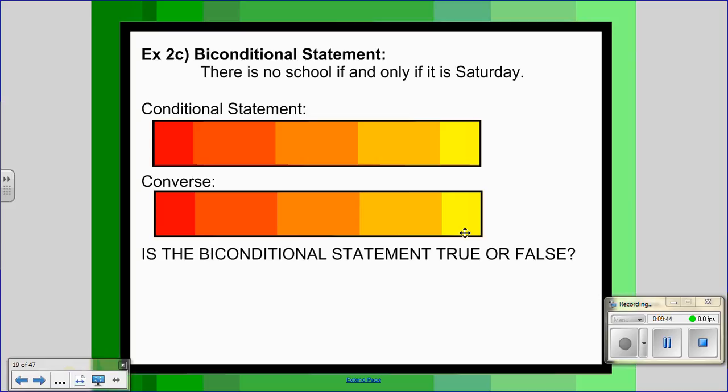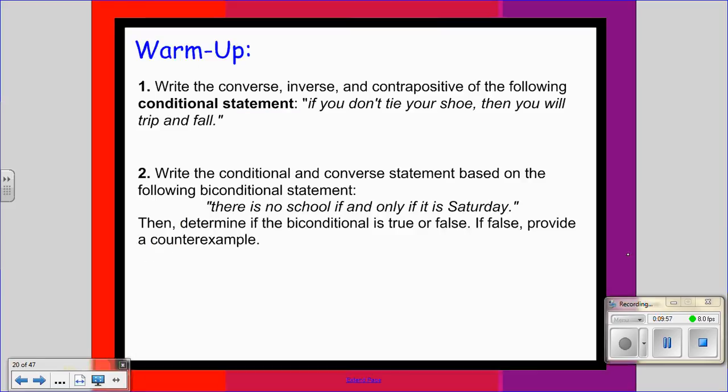Try this one on your own in your notes and then take a picture. And this concludes your notes for the day.